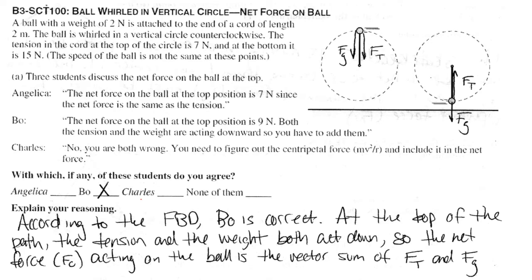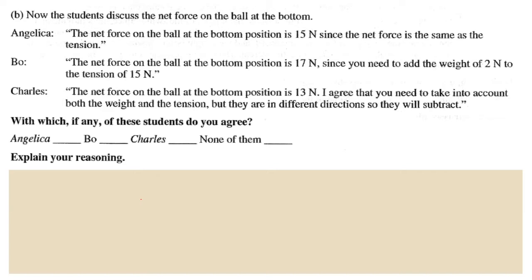All right, so part B of this question said, now the students are discussing the net force on the ball at the bottom. Angelica says the net force on the ball at the bottom position is 15 newtons, since the net force is the same as the tension. Bo says the net force on the ball at the bottom position is 17 newtons, since you need to add the weight of 2 newtons to the tension of 15 newtons. And Charles says the net force on the ball at the bottom position is 13 newtons.